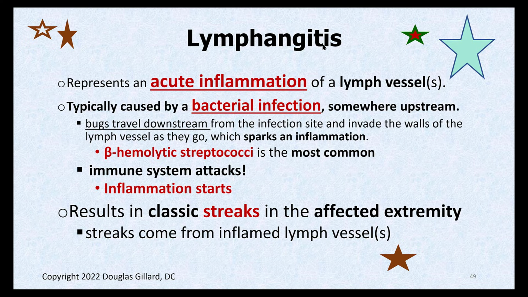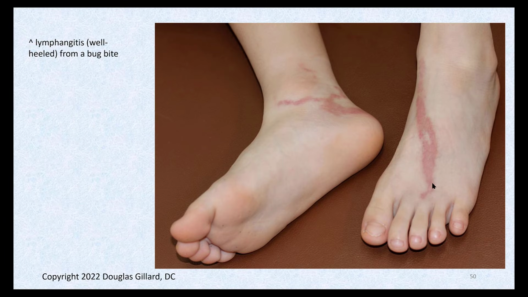So itis means inflammation. So we have an acute inflammation of the lymph vessel. Angio is like a vessel, and it is typically caused by a bacteria somewhere upstream from where the infection is. And we can see the infection from the skin, as we'll see here in a second. The bugs are typically beta hemolytic streptococci, the most common culprit with lymphangiitis. And it results in visible red erythemic streaks on the affected extremity, just like this.